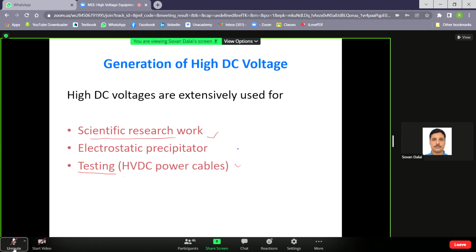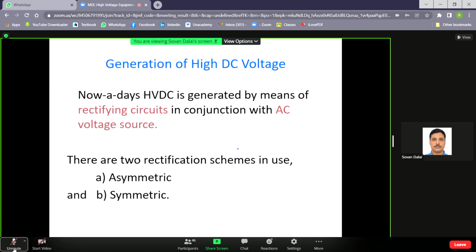But mind that for this rectifier, you have to use a diode, and that diode may be made of silicon, selenium, or something different. But mind that this diode should operate at very high voltage, because output voltage level for testing purpose is in the range of say a few hundred kilovolts. Okay, and the most common circuit for HVDC generation.